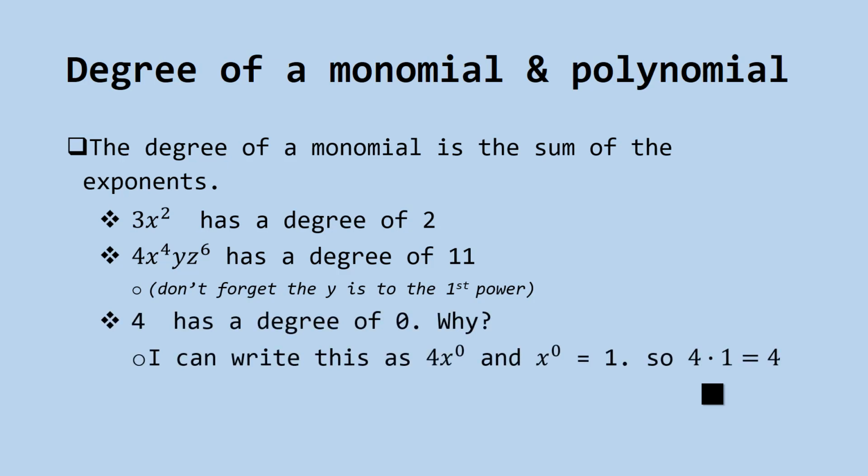Now, why would that be? Remember, I can write this as 4 times x to the 0 power. And that would give us our 0 degree for the 0 exponent. But x to the 0 is equal to the whole number 1. So basically, 4 times 1, so I end up with 4. So when we have a constant, we say it has a degree of 0.